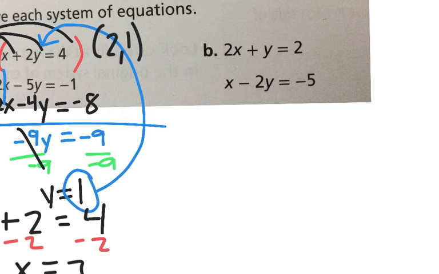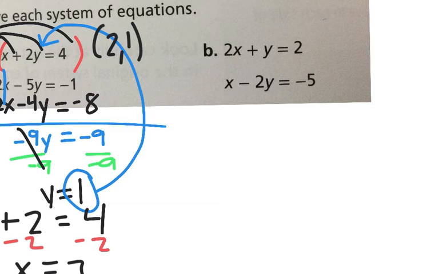Okay. So if I look at B, do I have anything that will eliminate at the beginning? No, you don't. I have nothing that will eliminate right off the get-go. So now I need to decide what looks like it'd be easy to eliminate. We either have to pick the x's or the y's.